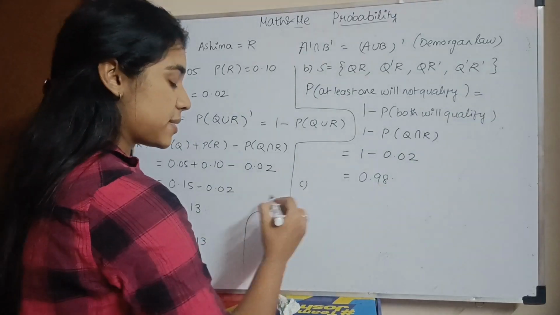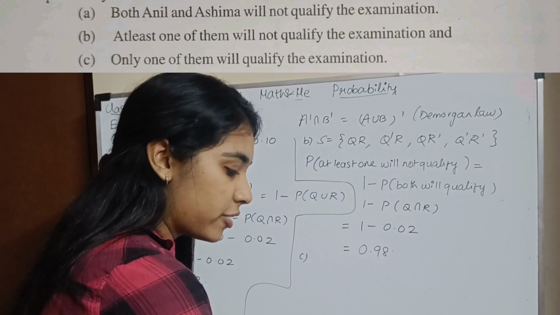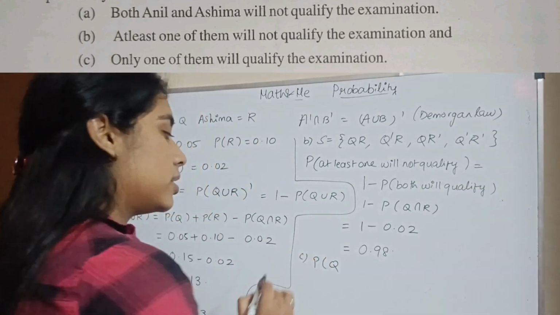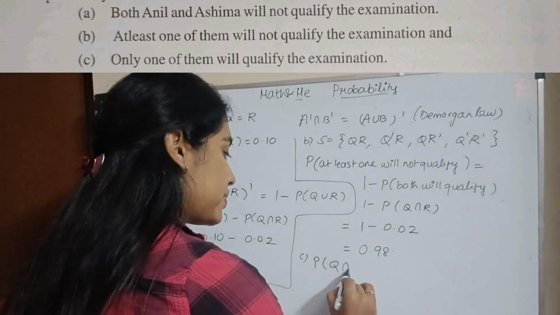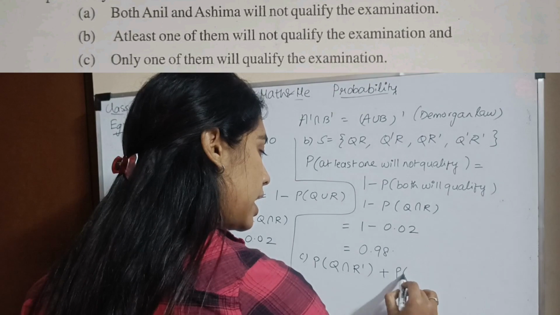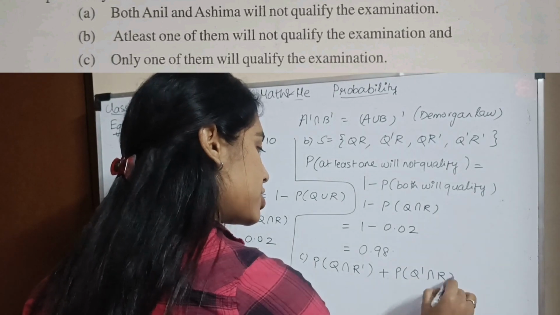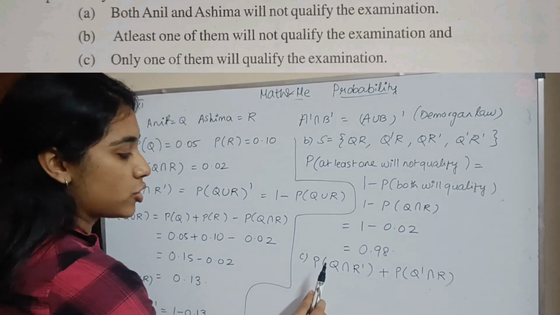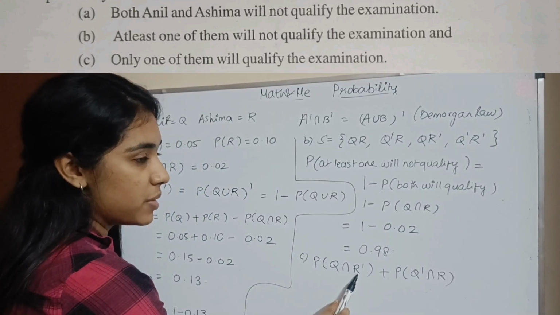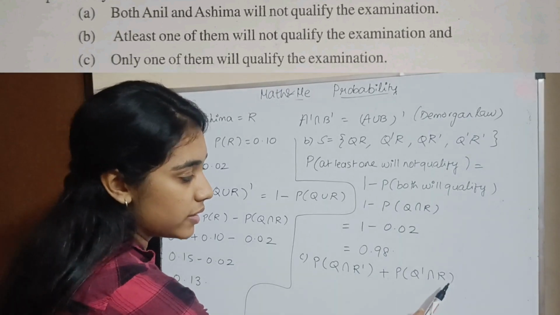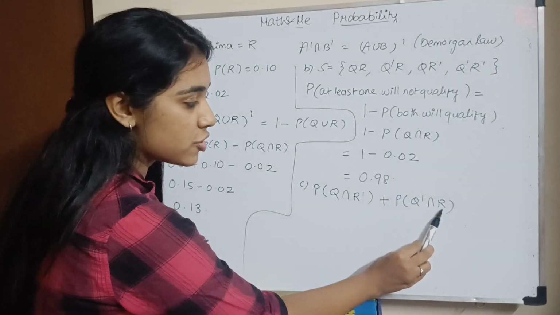Subsection C. Only one of them will qualify the examination. What does that mean? The probability that Anil qualified and Ashima did not qualify, or Anil did not qualify and Ashima qualified. That is the meaning. Only one of them will qualify. Anil qualifies, Ashima does not qualify. So, this is an and case. Here, Anil did not qualify and Ashima qualified. So, this is also an and case.